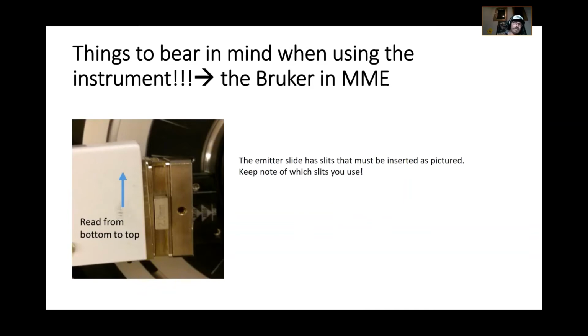And this would be a machine parameter, and it's always good to have a lab notebook. In my lab, we have our own lab notebooks, polymer extrusion lab, where we write down important stuff. Some of these important things would be machine parameters. Which slit did I use on my emitter? What scan speed did I use?